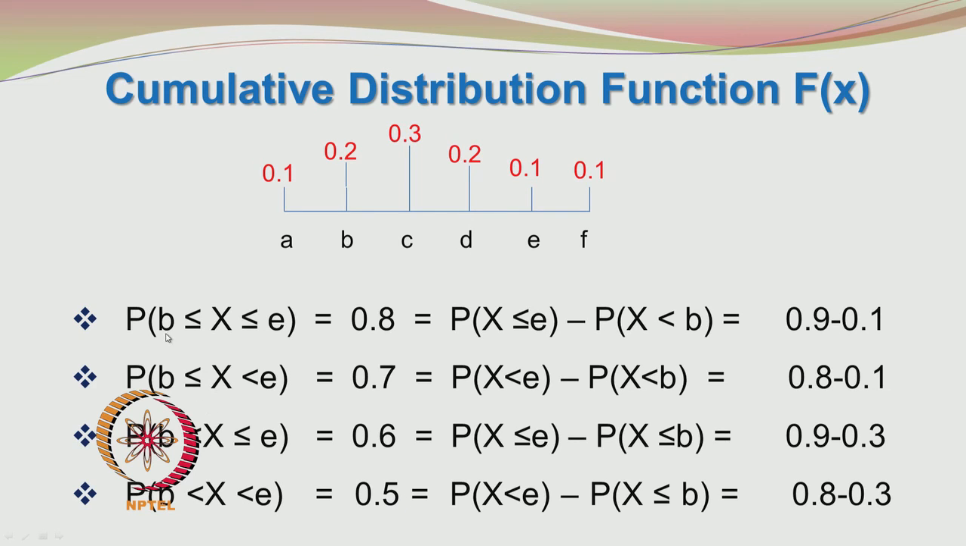Okay. So, coming back to our original problem statement, what is the probability of b less than or equal to x less than or equal to e? That was not equal to f of e minus f of b, but it is probability of x less than or equal to e minus probability of x less than b, okay, and that was 0.9 minus 0.1, which was equal to 0.8.